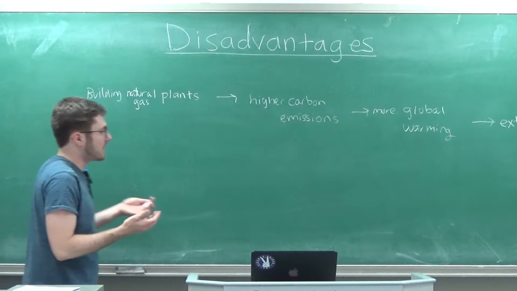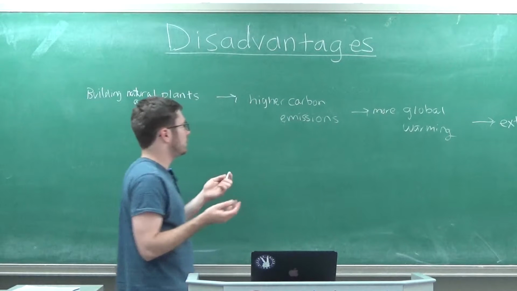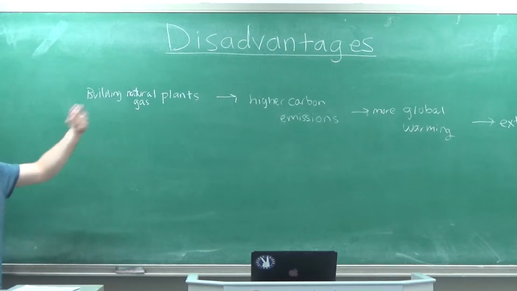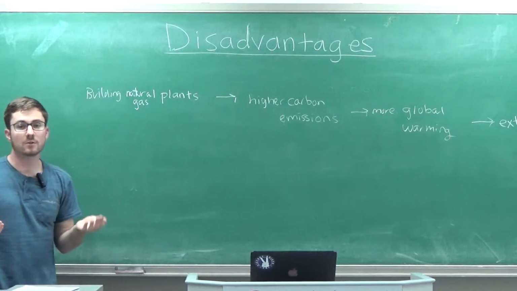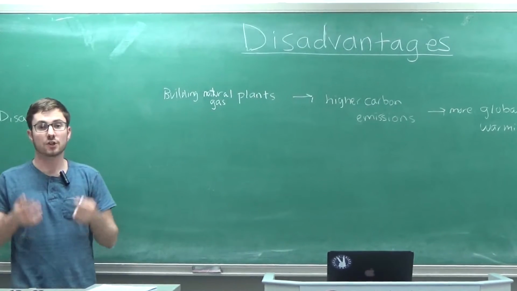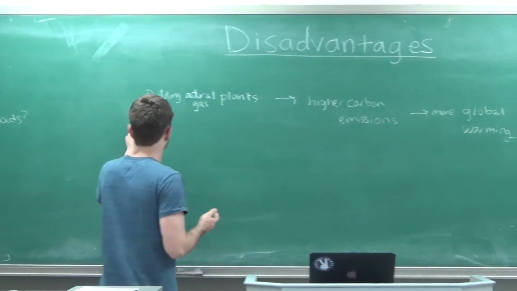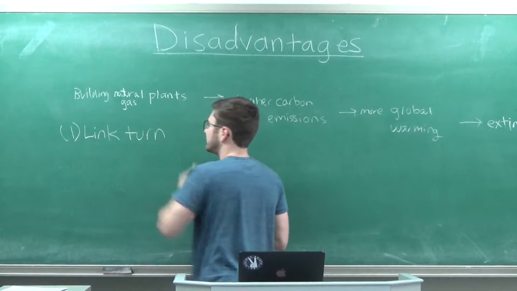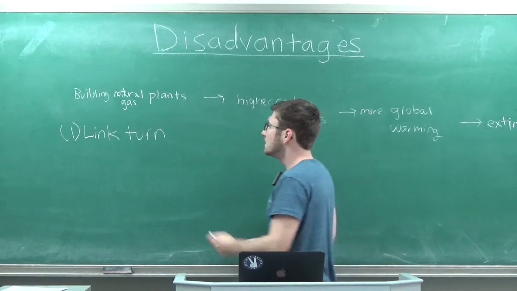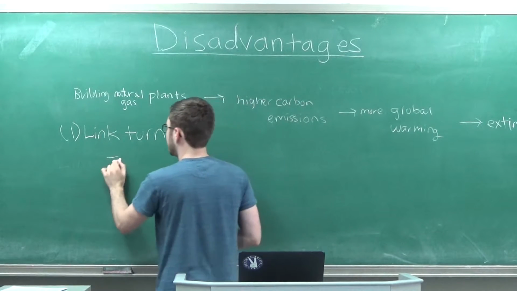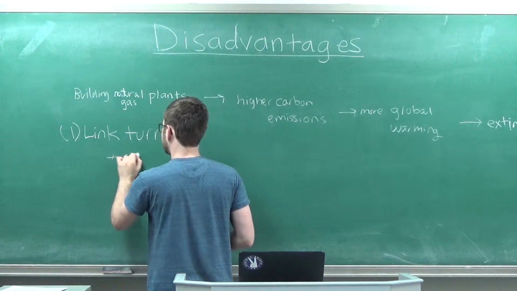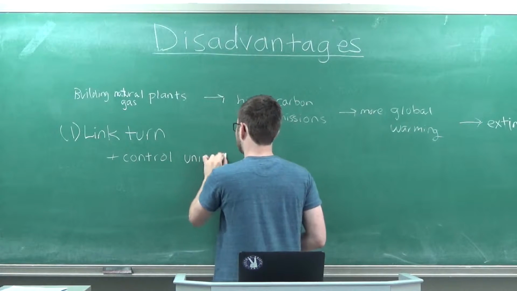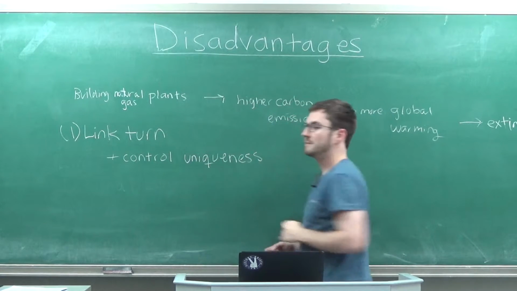So a link turn is just a familiar term to you, which is just flipping the link in a disad. So instead of saying that building natural gas plants leads to higher carbon emissions, a link turn would say that building natural gas plants leads to lower emissions. So that's the first strategy, a link turn. An important thing to add here is you need to control uniqueness. What do I mean by this?